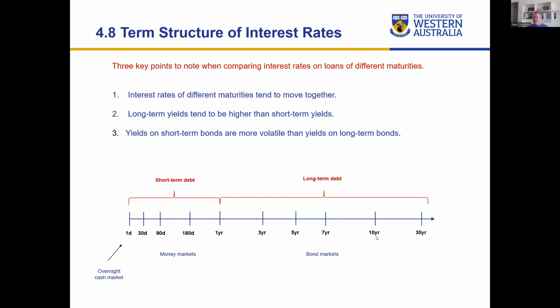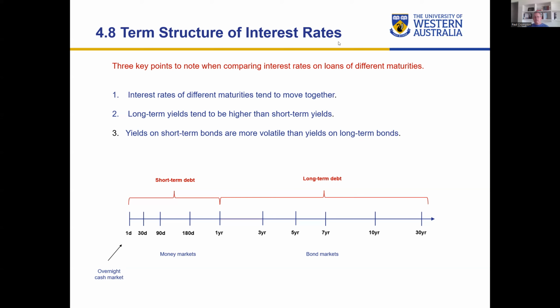So even though the 10-year interest rate, for example, might be higher than the 90-day interest rate, if you have a look at the movement of the 90-day interest rate compared with the 10-year interest rate over a long period of time, say a decade, there will be larger swings in the 90-day interest rate than there is in the 10-year interest rate. And there's very good reasons for that.